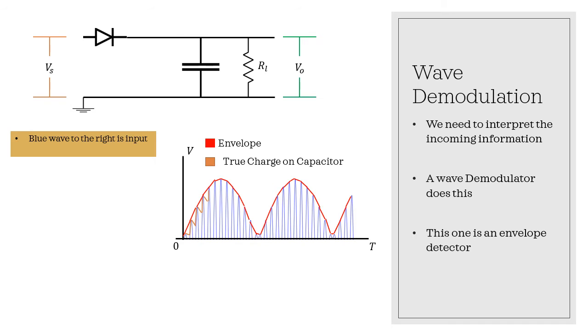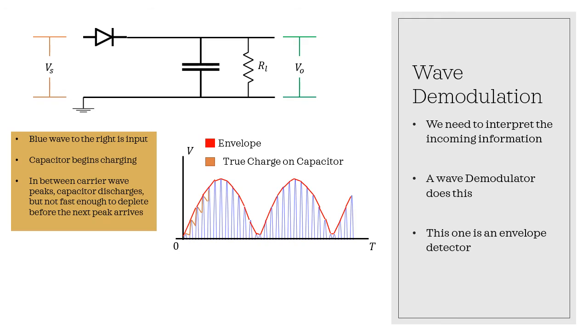So let's say that we have our input signal at a peak and it hits our wave demodulator, our envelope detector. The capacitor is going to start charging, and hopefully it can charge fast enough that it gets up to where the peak of our blue wave is before the blue wave starts to go down. In between peaks on our carrier wave, our capacitor is going to be discharging, but hopefully slowly enough that it maintains a relatively high charge. If it depletes too fast, we're going to have a situation where our output signal is just the carrier frequency again.